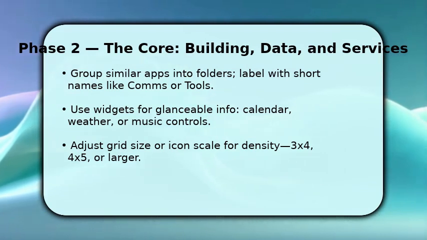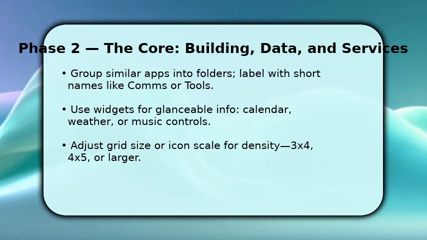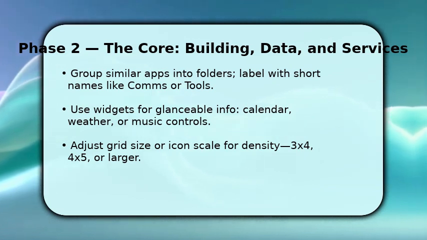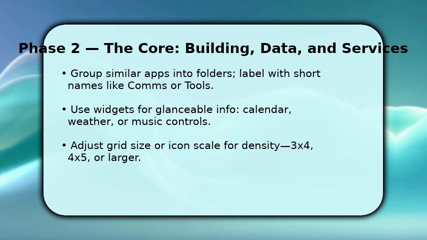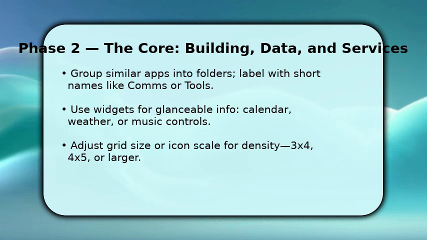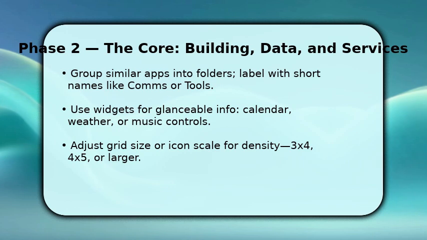Create folders for similar apps and give them concise labels like comms or tools so the eye scans quickly. Then add widgets for glanceable info, calendar, weather, or music controls to reduce app opens. Once widgets are placed, fine-tune density by changing grid size or icon scale.